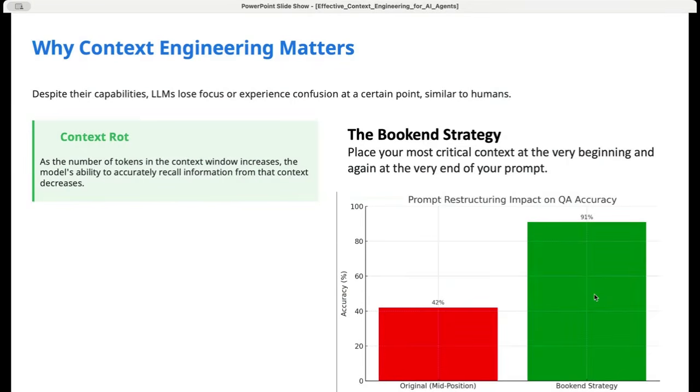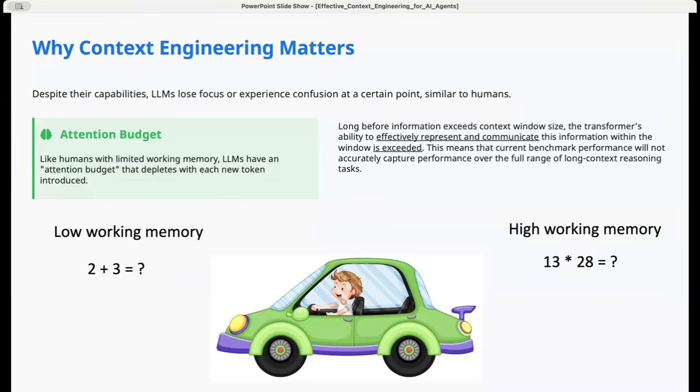So this is the context rot. The second is that the LLM has an attention budget. I think you can think about the LLM just like how humans think. Even humans have limited working memory, and the LLM also has an attention budget, and it gets depleted with each new token introduced. What is working memory? You can take this simple example. Say you are driving a car, and someone asks you, what is 2 plus 3? You can very quickly answer, 5.